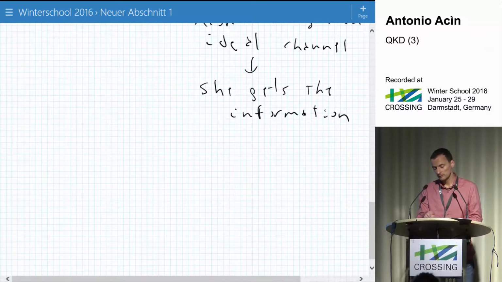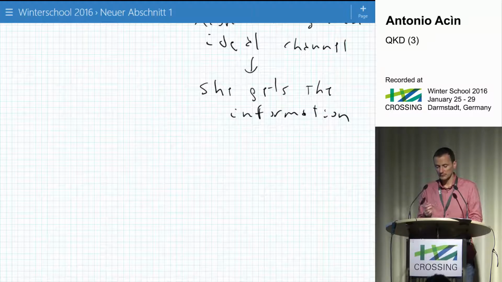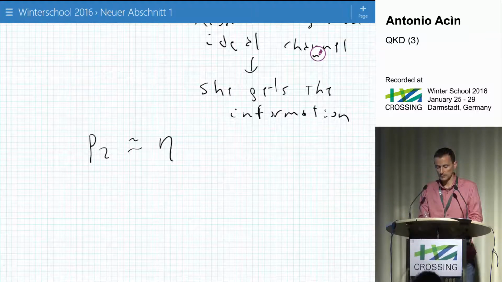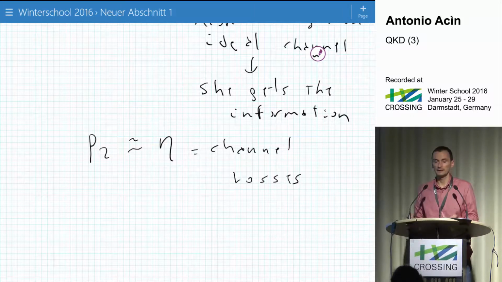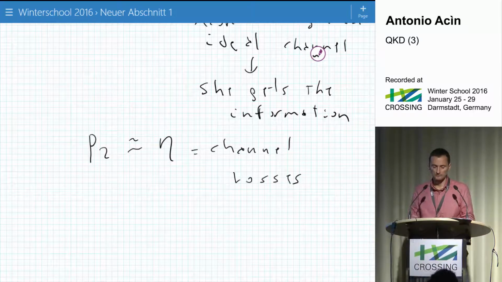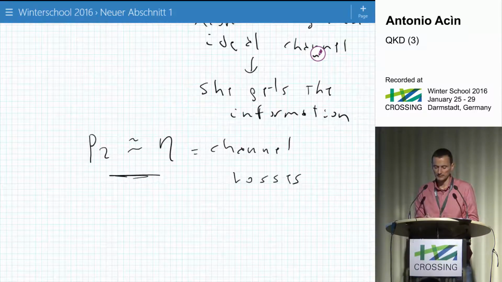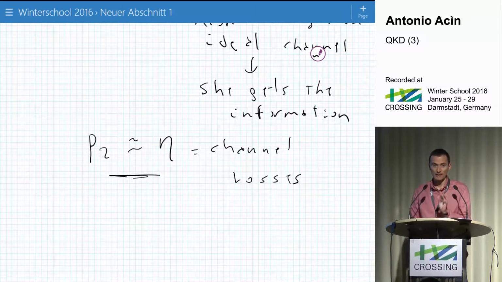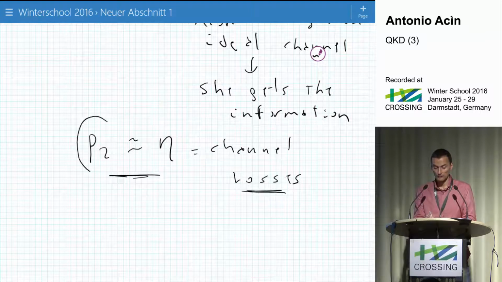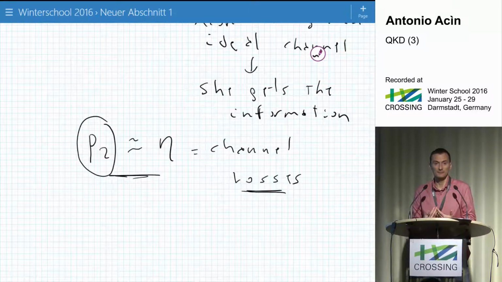So if you take all these numbers into account, you can see that whenever the probability of seeing 2 photons is comparable to the losses in the channel, then the attack works. I'm not sure if this is the exact quantity, but the message is that whenever Eve can mimic the channel losses with all the 2 photon states, then you don't see any difference.